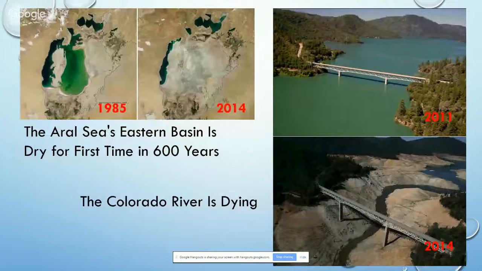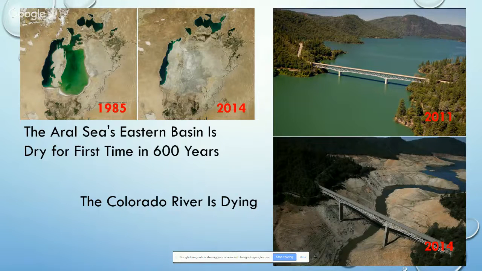Freshwater crisis is a looming problem in many parts of the world, and irrigation for agriculture is a major contributing factor. Here are just 2 examples. The Aral Sea in Central Asia is almost dry, and the Colorado River in the US is dying. A majority of the water drained from these resources was used for agriculture, for irrigation.